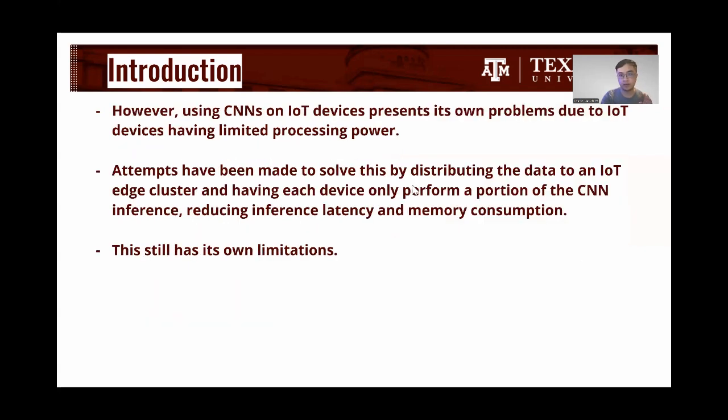So next, there are some issues. These IoT devices generally don't have a lot of processing power. However, attempts have been made to solve this by distributing the data to an IoT edge cluster and having each device only perform a portion of the CNN inference, reducing inference latency and memory consumption. However, this still has its own limitations.